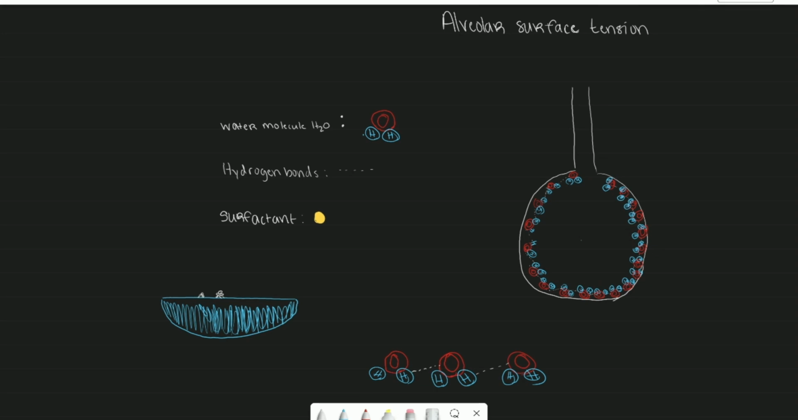Today I'm going to talk about alveolar surface tension. So the alveoli is the sac inside of the lungs. What I drew over here, I got the water molecule. So this is two H's and an O. So H2O, that's the water molecule. And then over here, I got the hydrogen bonds, which would be these little dashed lines that you can see. And then I also have surfactant, which would be this little yellow molecule or yellow circle that you'll see later in the video.